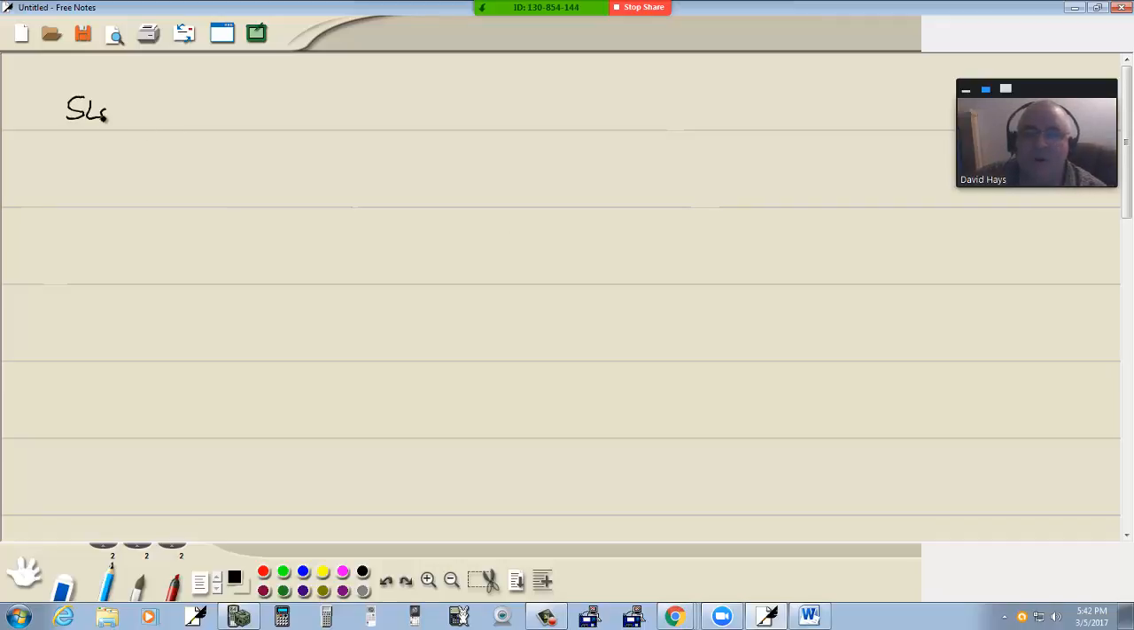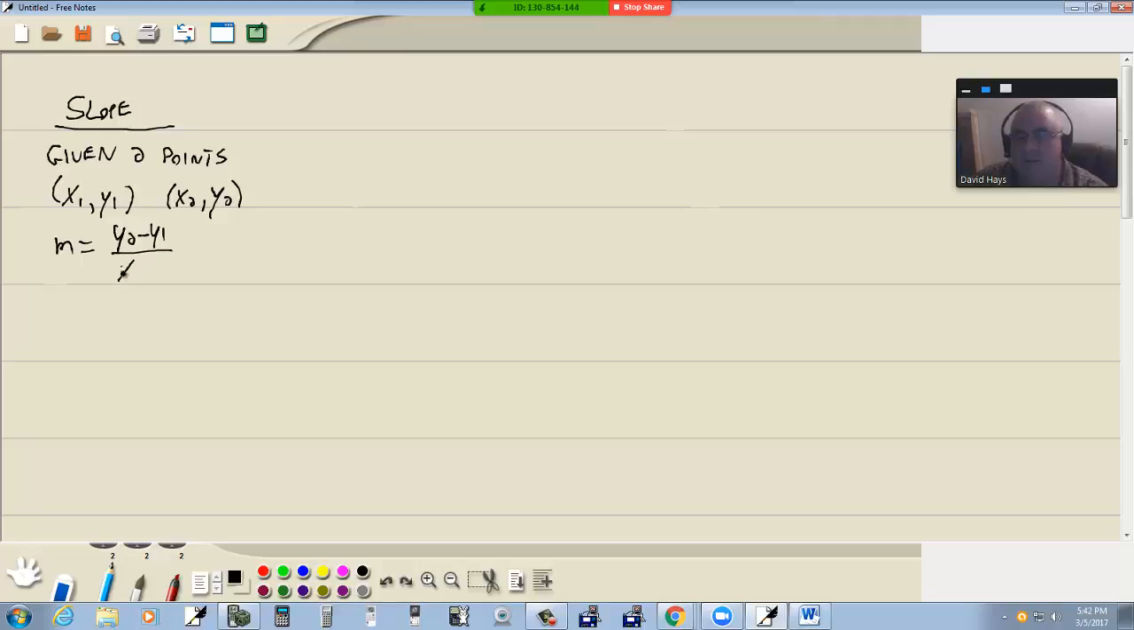We have something called slope. And that says, given 2 points, x1, y1, and x2, y2, your slope is going to be a change in y over change in x. So you're going to have y2 minus y1 over x2 minus x1.